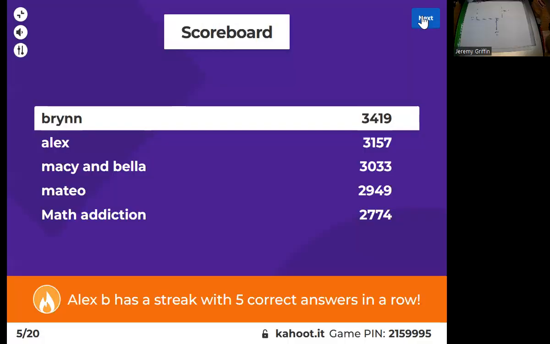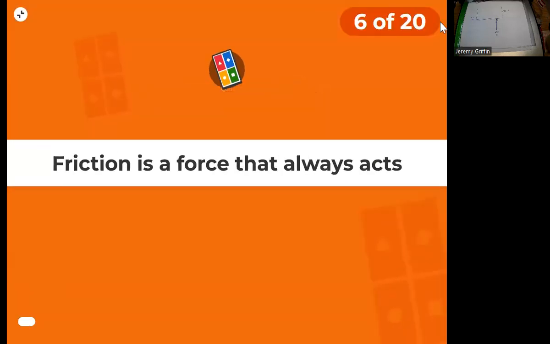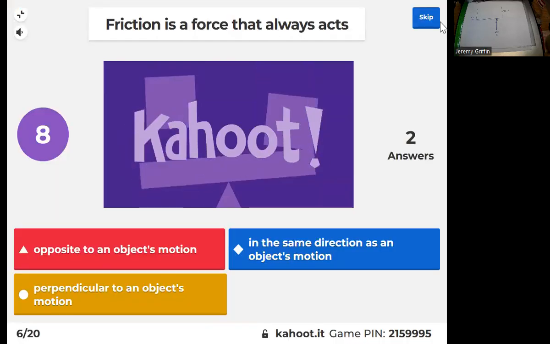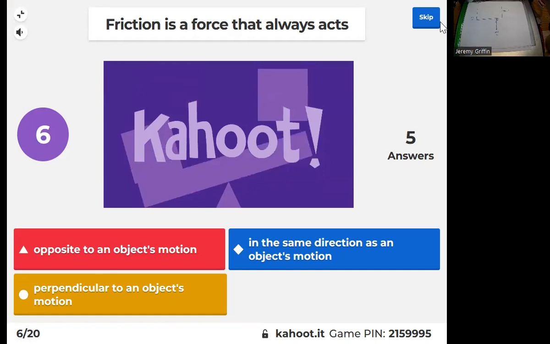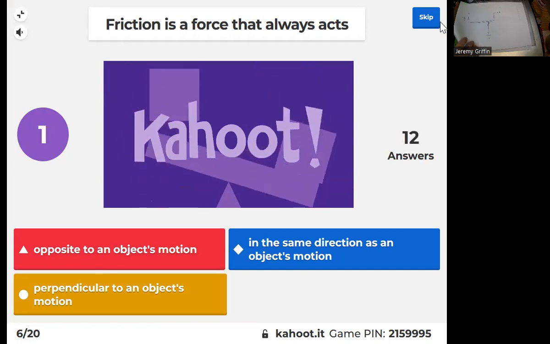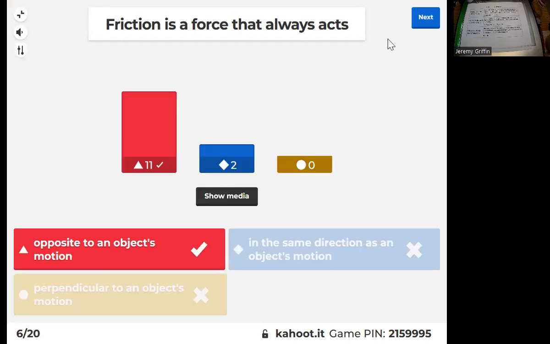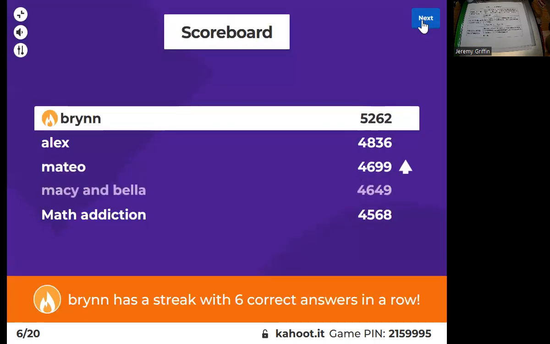Let's knock that one out of the park. Got Bryn keeping the lead. Friction is a force that always acts. Yeah, opposite of the motion, especially if we're talking about kinetic friction, right? It's always trying to slow things down. Opposite of the motion. Brenda's on fire.